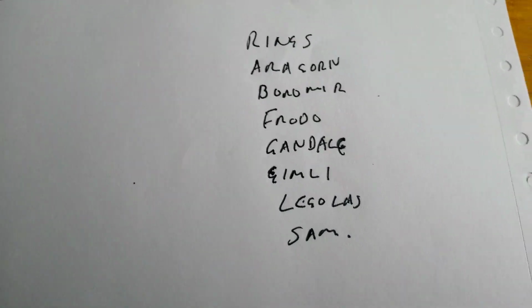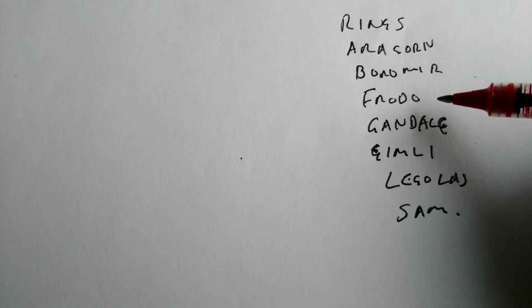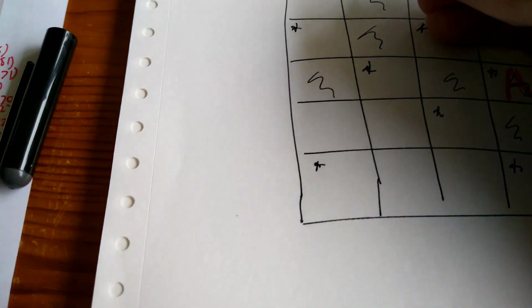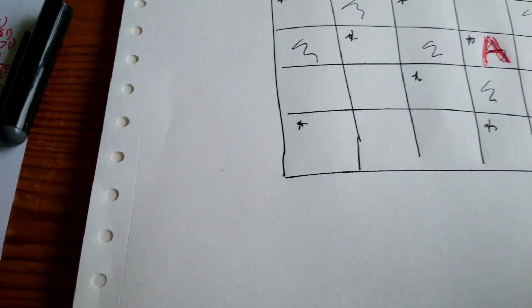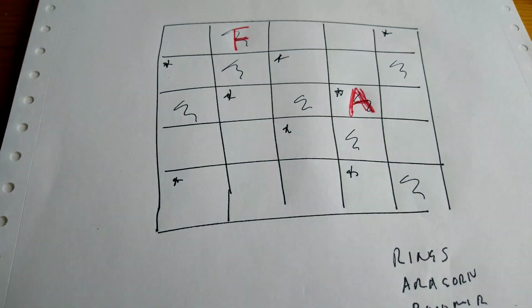Now looking down the words, we see that all the words have the second letter as a vowel, apart from Frodo, which has two consonants and then a vowel. So the only way we can use this starting square is by Frodo, so that must be an F there. And then one of these two squares must be the O to go on Frodo.